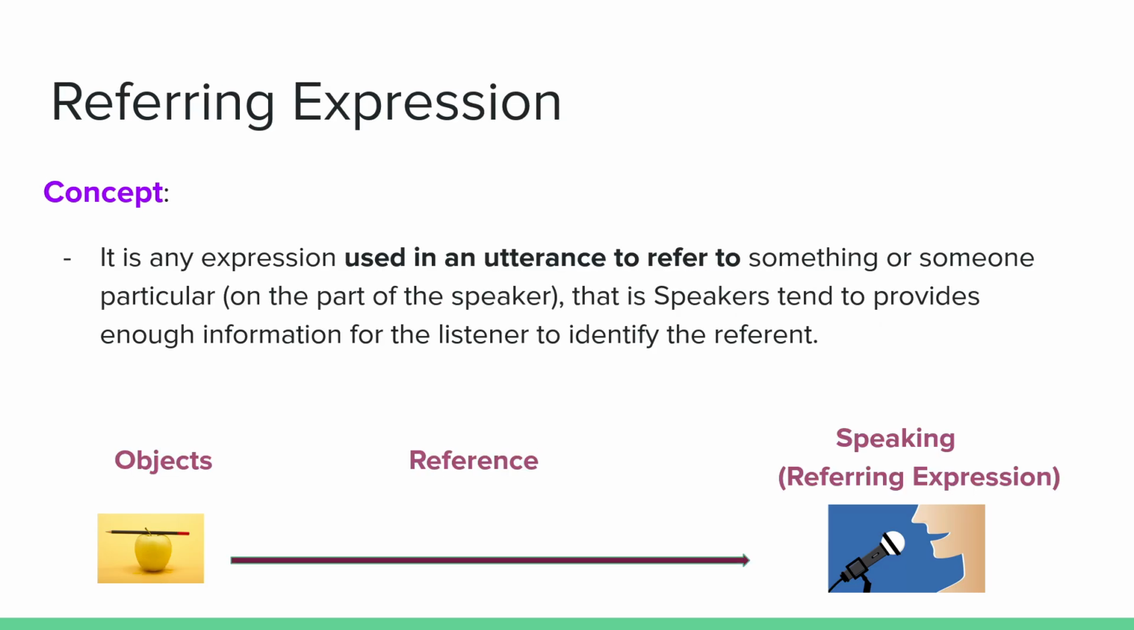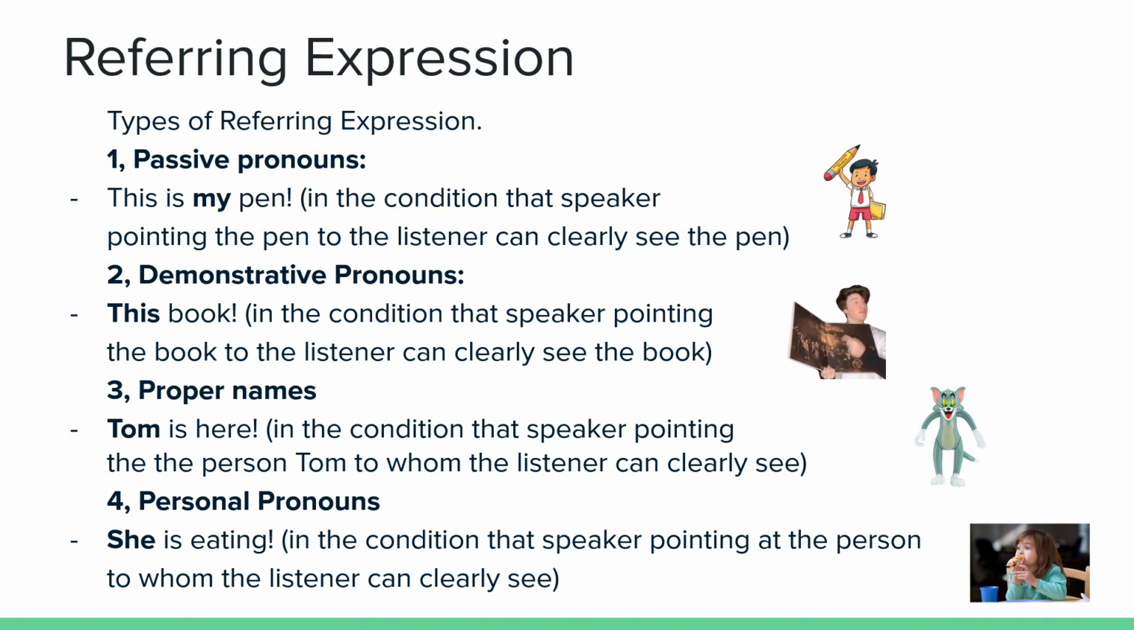Let's look at the term referring expression. The concept of the term referring expression in the phrasal and sentential semantics is any expression used in an utterance to refer to something or someone particular on the part of the speaker. That is, speakers tend to provide enough information for the listener to identify the referent. To put it straightforwardly, the term referring expression is the spoken language referring to the object. Let's look at some types of referring expression.